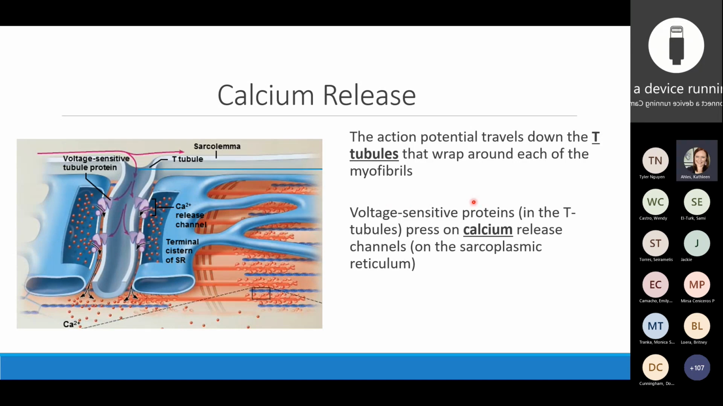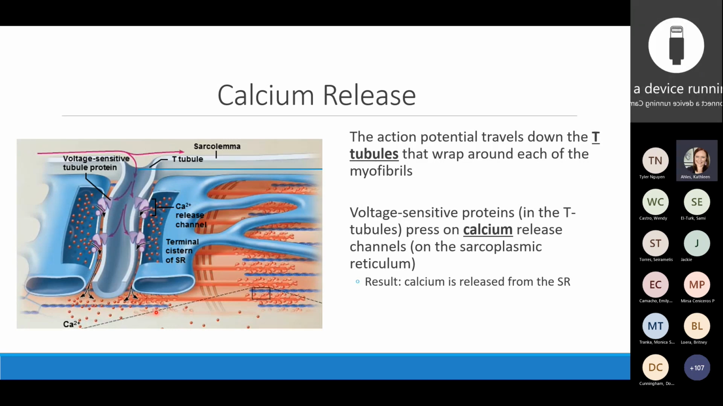We go positive, positive, positive, until we get to these things that are called voltage sensitive proteins. Now, a voltage sensitive protein is not quite a channel, but it's something that if I change the charge, that's going to change its shape. So in the case of a voltage sensitive protein, what happens when it changes its shape is it presses on my calcium release channels. So when I press on these channels that I find embedded in that organelle called the sarcoplasmic reticulum, I open them up, and out goes my calcium. It dumps inside my muscle fiber.